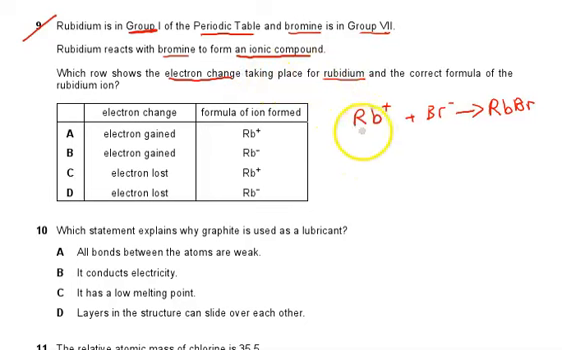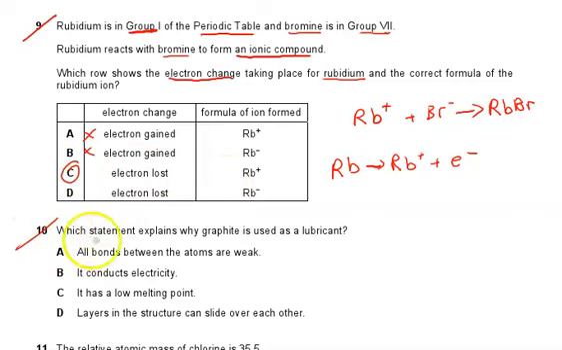Which row shows the electron change taking place for rubidium? There is a half equation for rubidium. This is a metal, so when a metal forms a positive ion, it will donate electrons. The electron is lost, so electron gain will be the wrong answer. When the electron is lost, you will have a positive ion. So 9 is C.